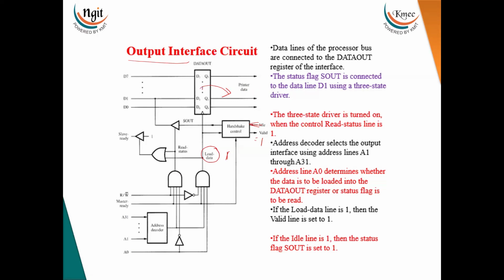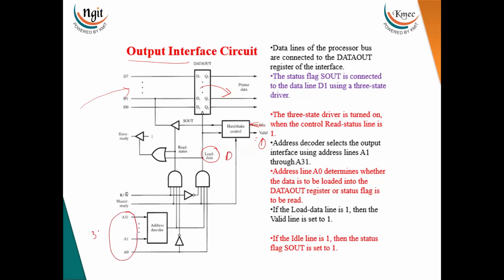Once the data is placed, means what? This is disabled. So now if the printer wants to print the second character, it will place the idle signal, but at that time the valid bit is equal to 0. At that time the processor should send the data to the data output register. For that, the processor first reads the status register.